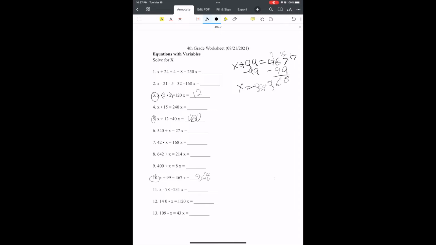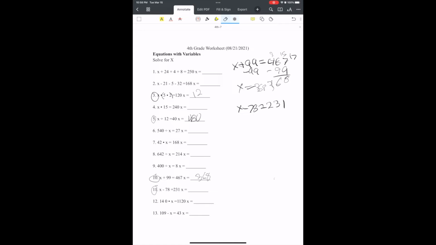And now finally, let's do some subtraction. So the question is saying x minus 78 is equal to 231. So in order to find x, you had to do the opposite of subtraction. And what's the opposite of subtraction, boys and girls? Addition. So you might be wondering what you add here.